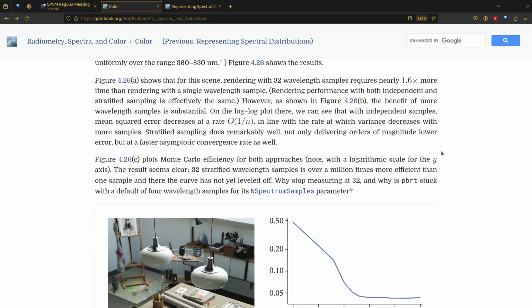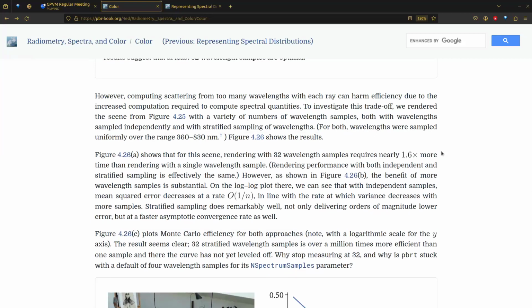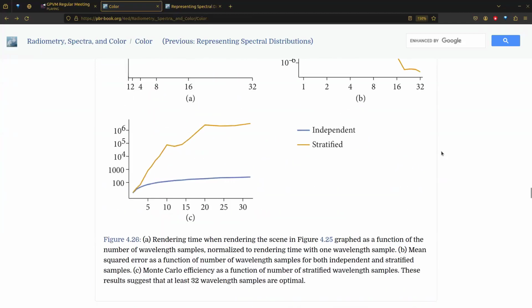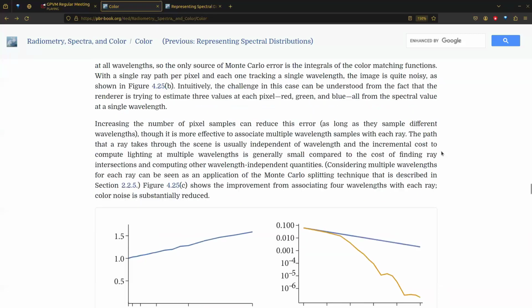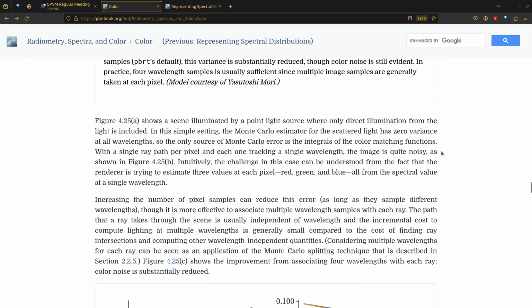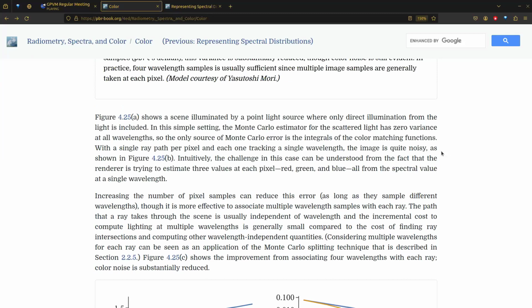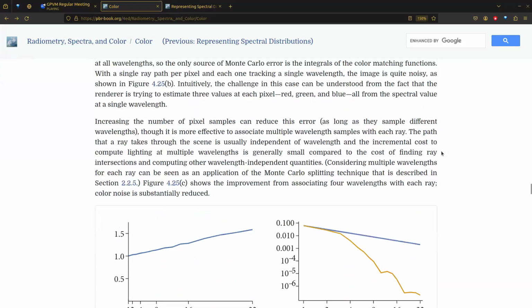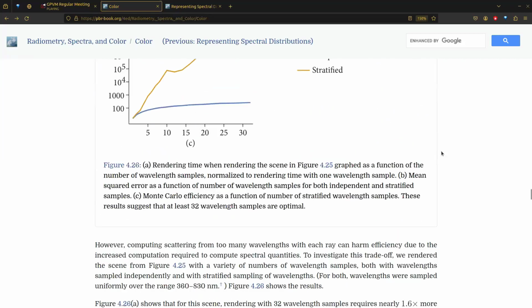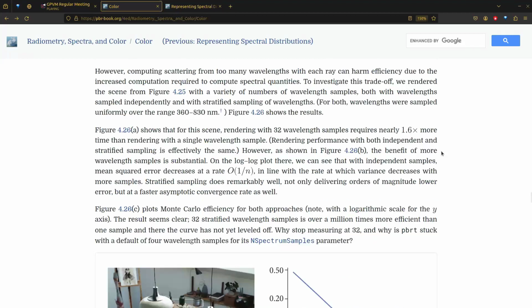When we're saying stratified sampling, what are we actually talking about here? This is like using multiple wavelengths, I guess.